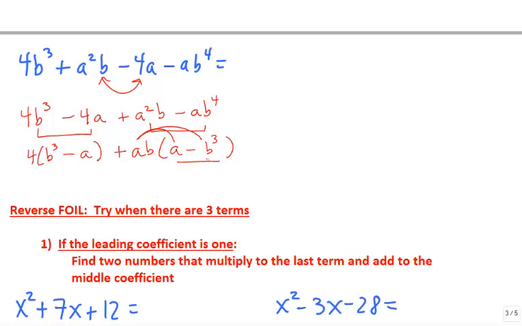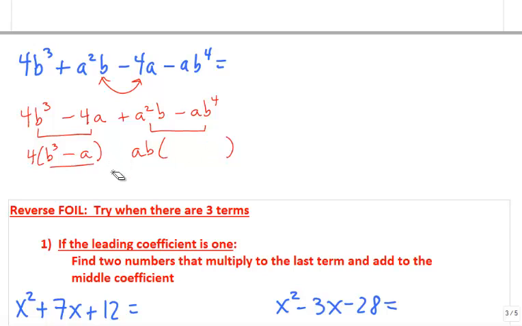Does this match this? Unfortunately, no, because the signs are backwards again. So b cubed minus a is not the same as a minus b cubed. Remember, subtraction is not commutative. Order does matter. So we're really close, but we have to fix the signs. So let's try again.